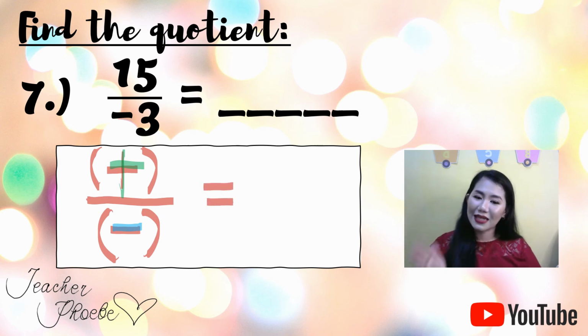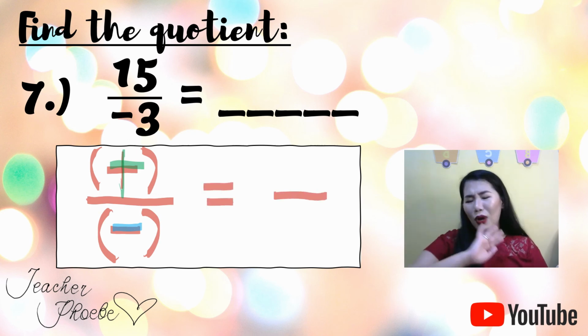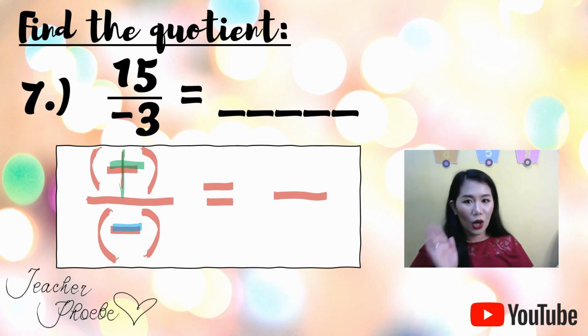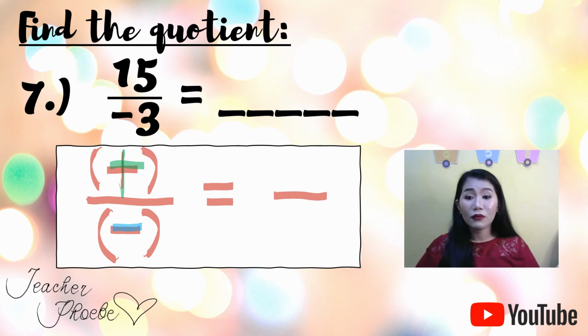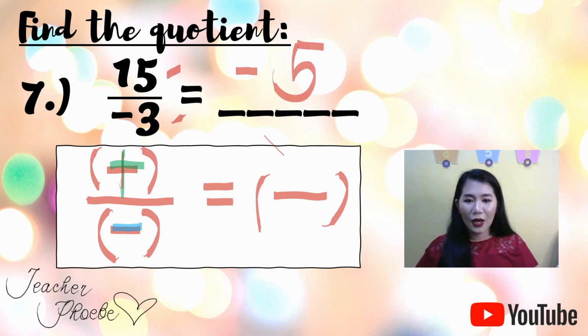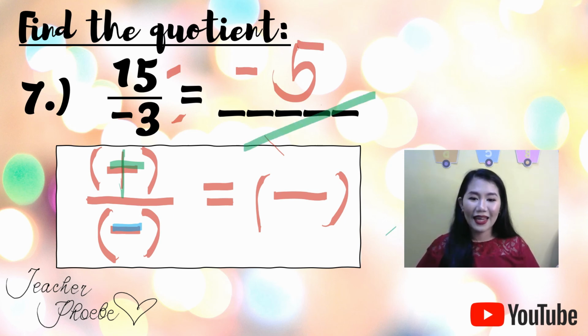And ano daw ang sabi natin sa sagot nito? Kapag magkaiba ng sign, automatic negative. Walang susundin kung sino yung mas mataas na number. Okay? So, automatic negative siya. Now, isulat na natin sa taas negative. And then, proceed ka na sa pag-divide. What is 15 divided by 3? Correct. That is 5. So, what is your final answer? Your final answer is negative 5.